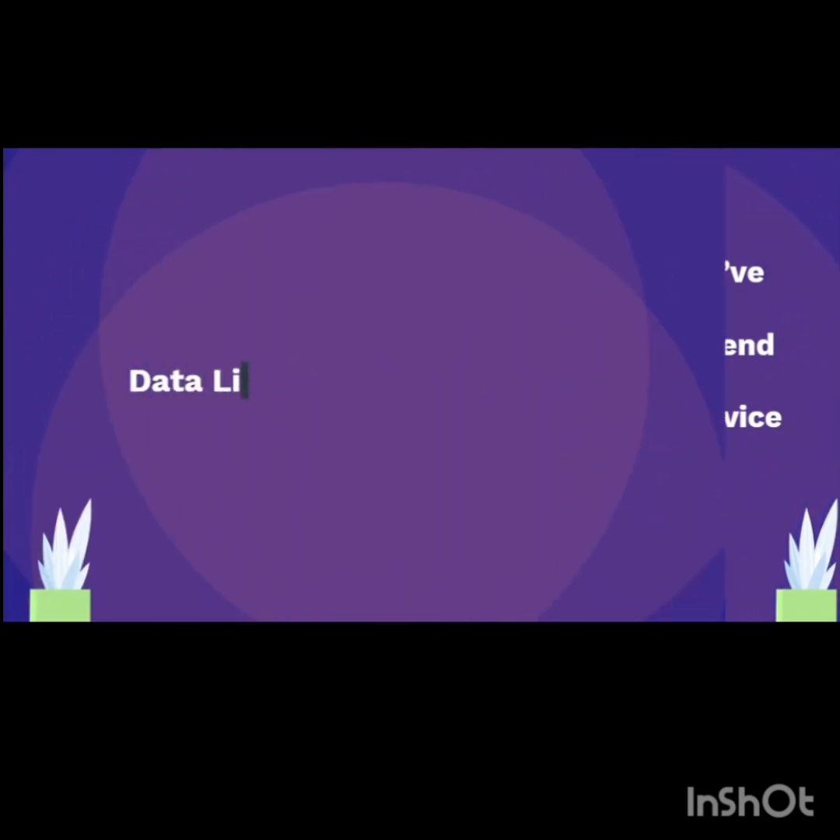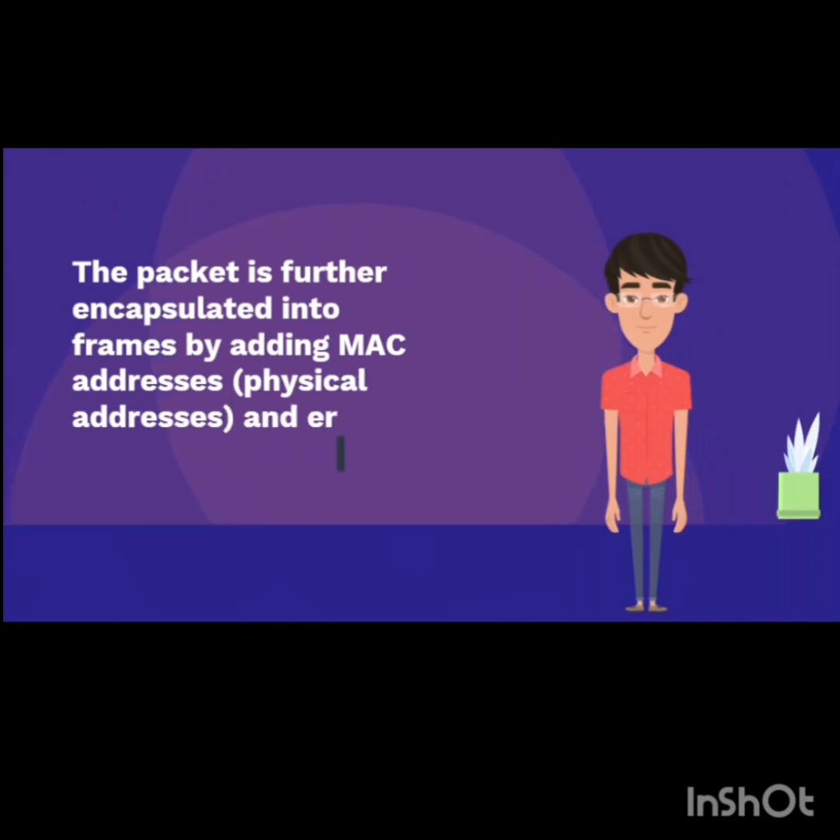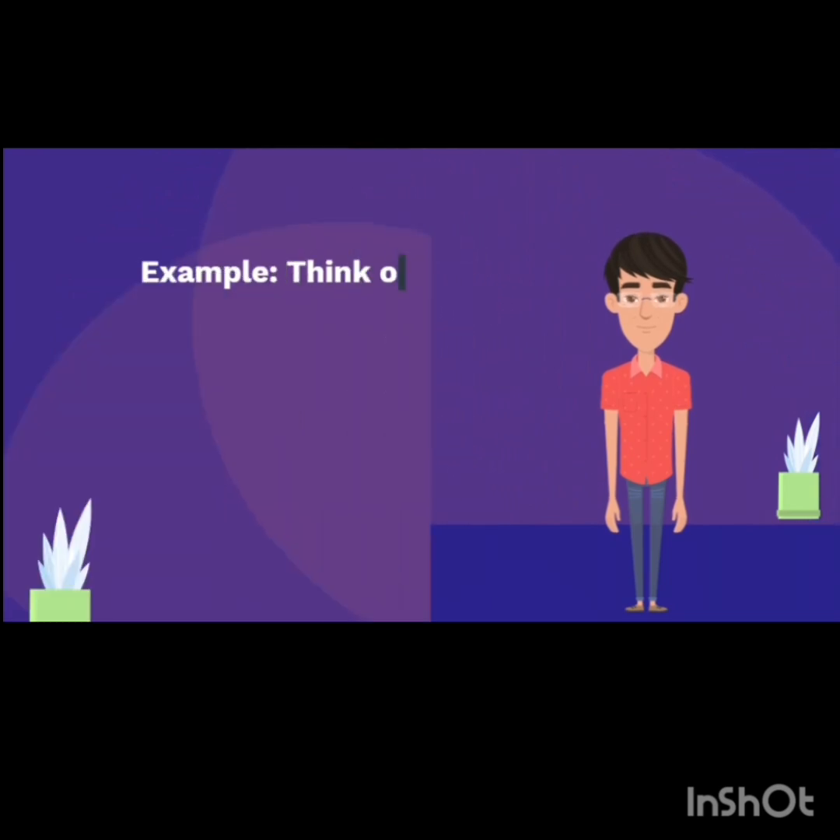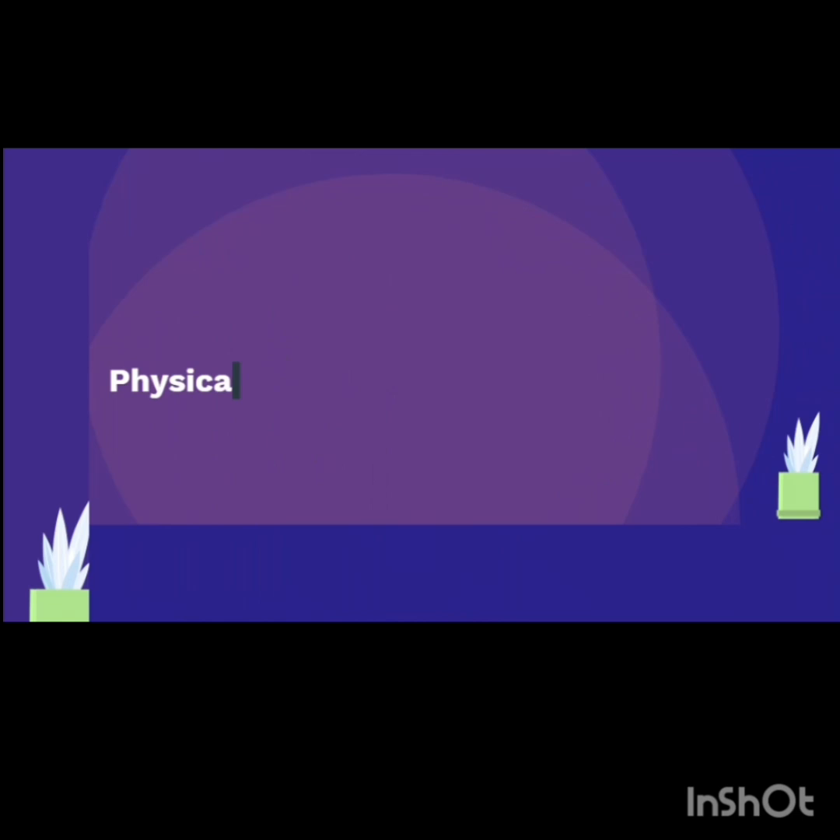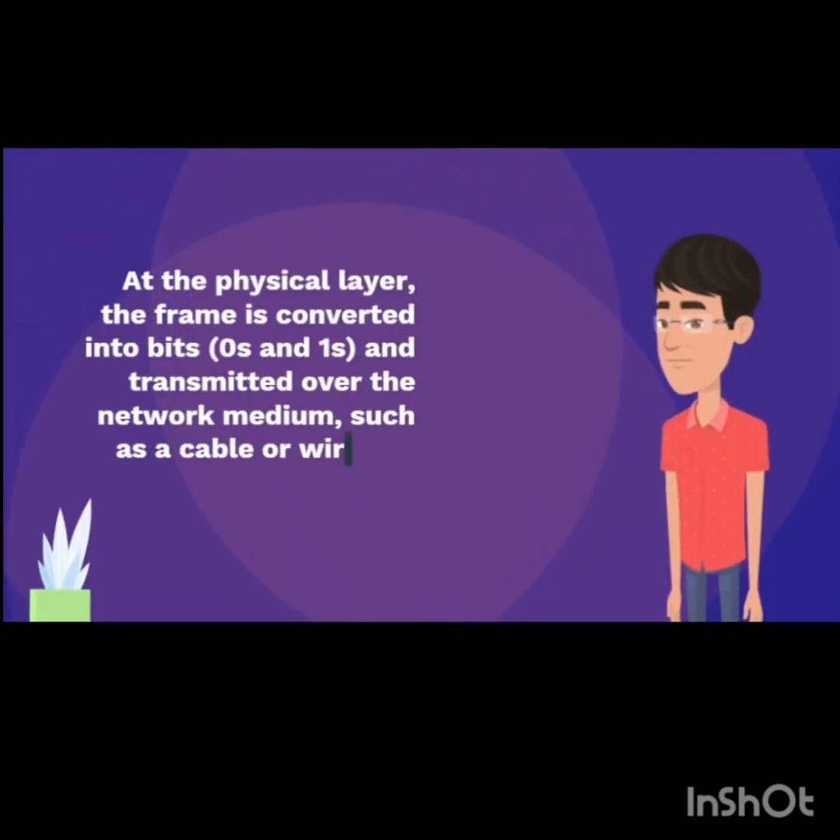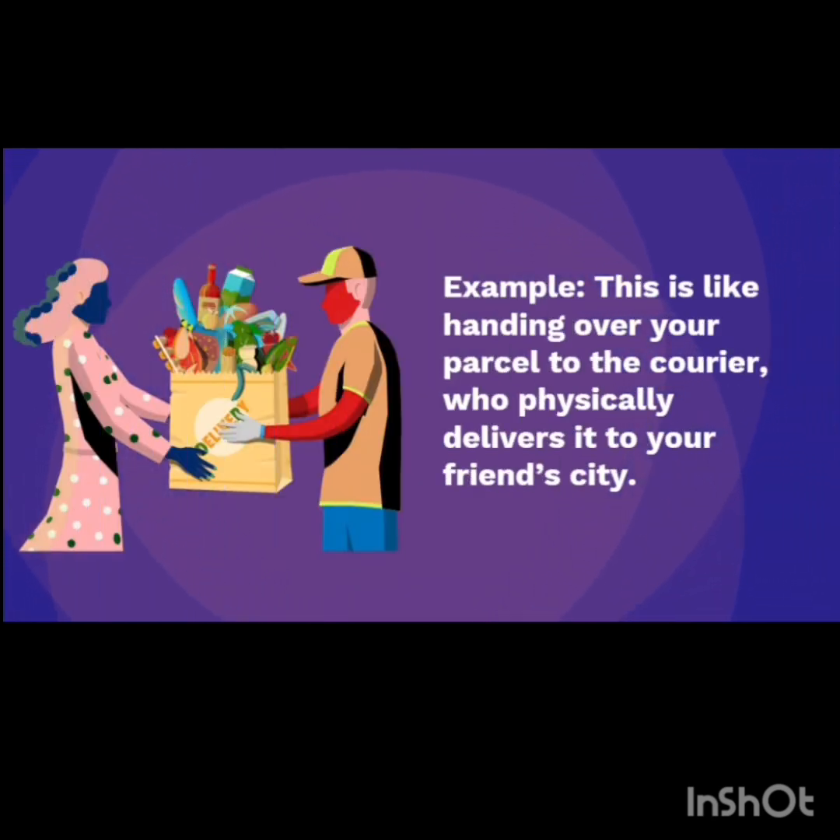Data link layer. The packet is further encapsulated into frames by adding MAC addresses, physical addresses, and error checking information. Example, think of this step as putting your envelope into a secure parcel bag with a tracking number for extra reliability. Physical layer. At the physical layer, the frame is converted into bits, zeros and ones, and transmitted over the network medium, such as a cable or wireless signal. Example, this is like handing over your parcel to the courier, who physically delivers it to your friend's city.